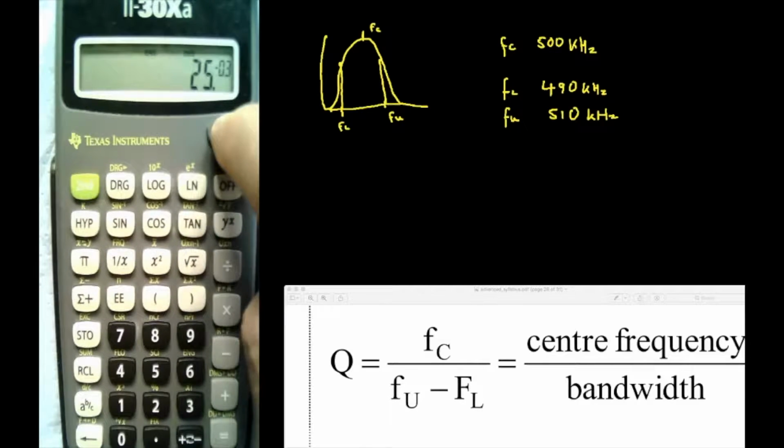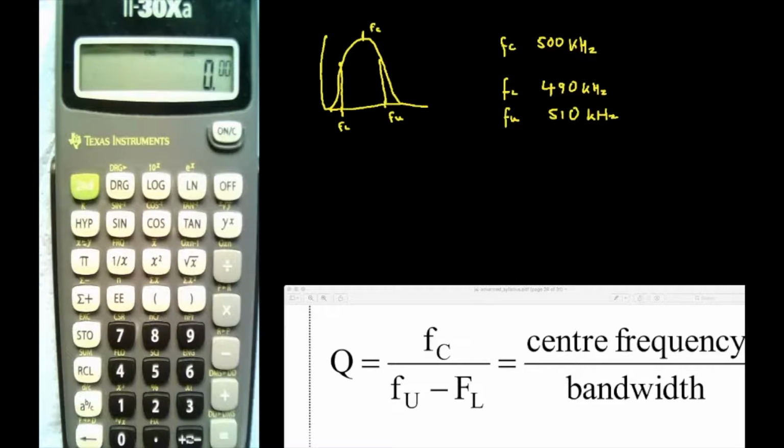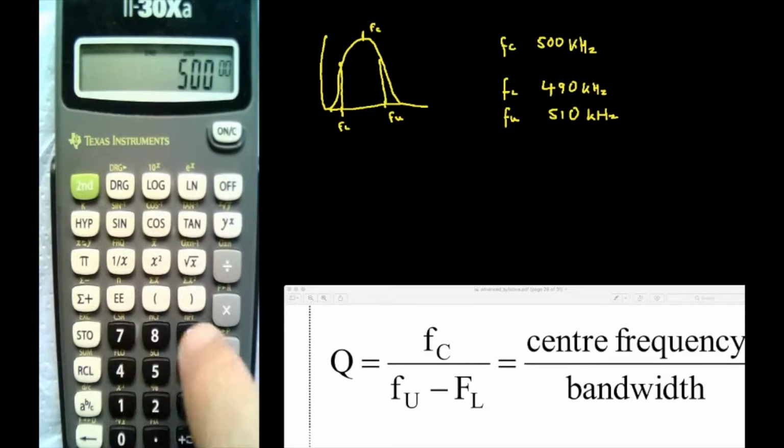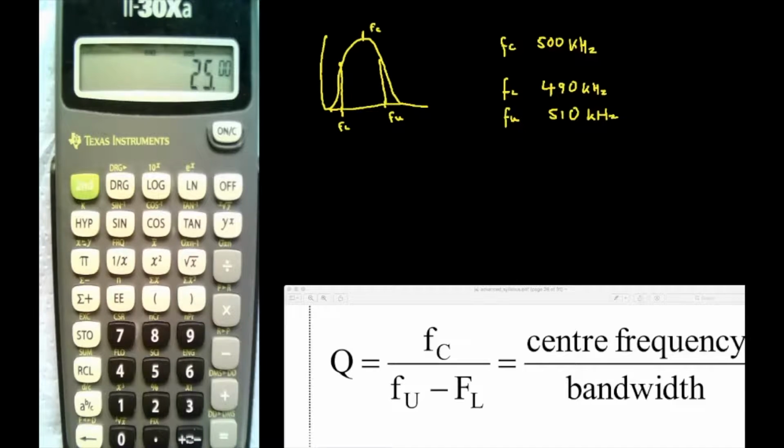Go through that one again as I'm slightly unsure of it. I'm going to say 510 kilohertz minus 490 kilohertz equals 20 kilohertz. Divide that by 500 kilohertz and then flip it upside down. That's better. I've got 25. So I obviously made a keystroke error on the first one. So there is a Q of 25. Okay.